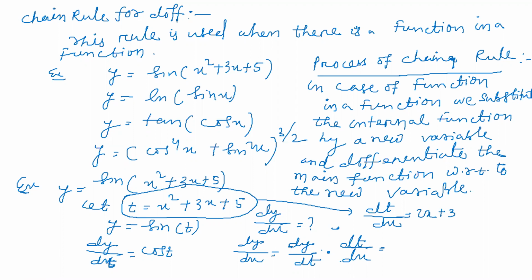Then here I could put dy by dt. I have already found cos t. So I wrote here cos t into dt by dx. I got 2x plus 3. In place of cos t, what I have assumed? X square plus 3x plus 5. Then the function could be written as, the result will be 2x plus 3 into cos of x square plus 3x plus 5. This is the result to this differentiation.